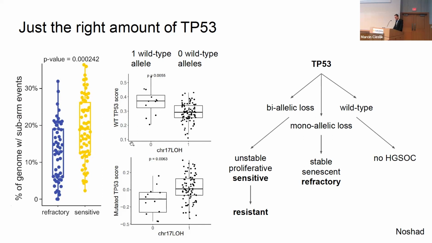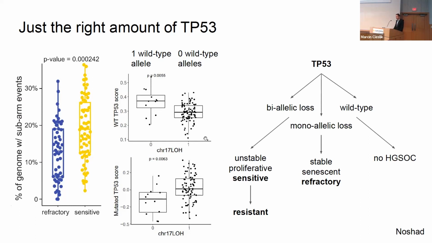And in fact, if we compare tumors that do not have chromosome 17 LOH versus those that do have chromosome 17 LOH, we see that tumors without chromosome 17 LOH have wild-type p53 activity, whereas tumors that do have chromosome 17 LOH do not have wild-type p53 activity. If we look at mutant p53 activity, which is the activity typically associated to missense p53 mutations, we can see the converse. Tumors without chromosome 17 LOH do not have mutant p53 activity or have less mutant p53 activity compared to tumors with chromosome 17 LOH.